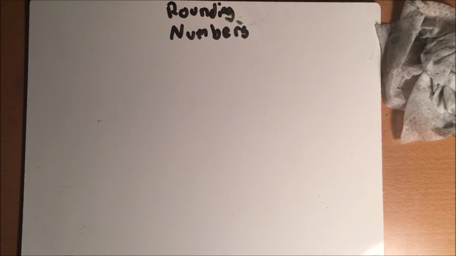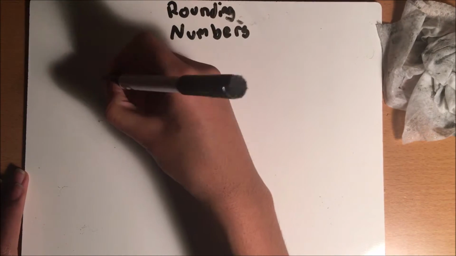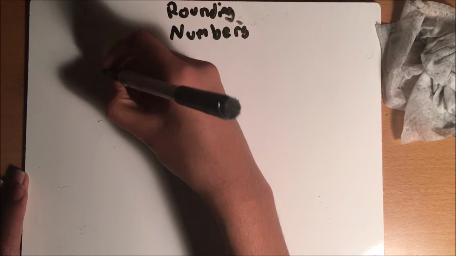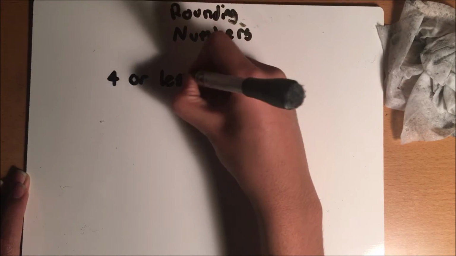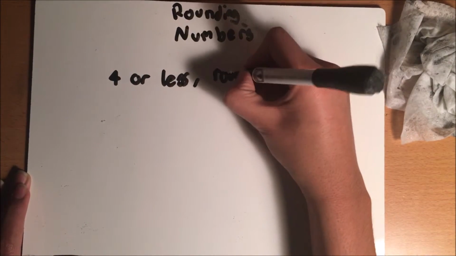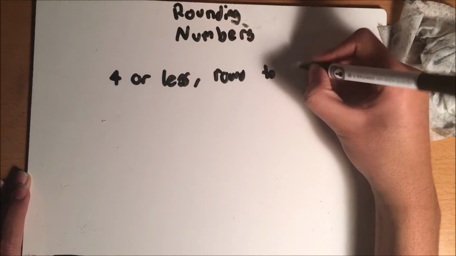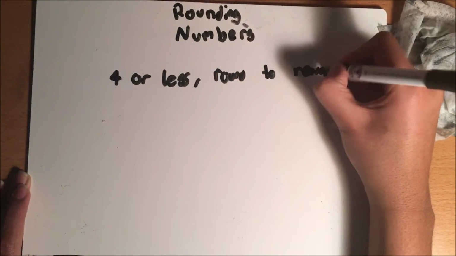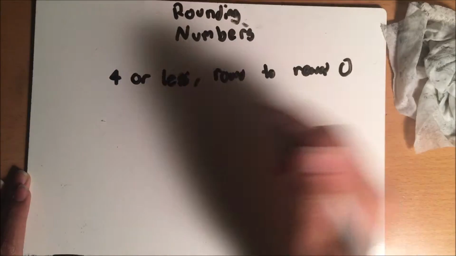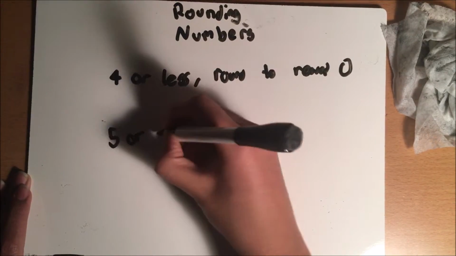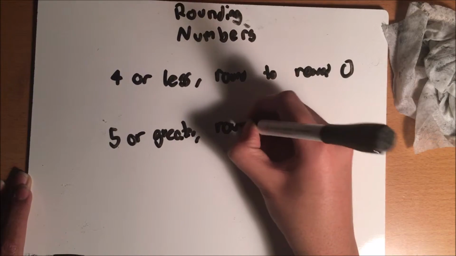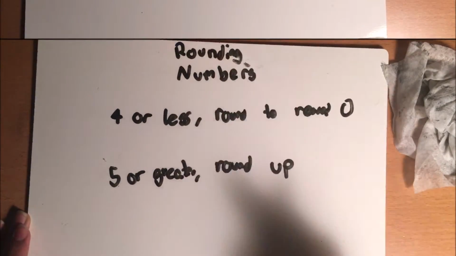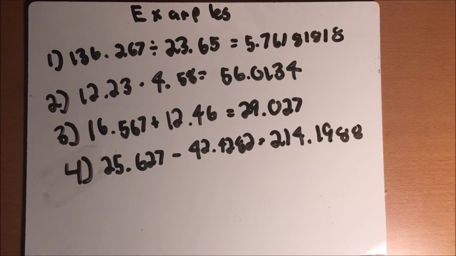In chemistry, rounding numbers is the same as if you round numbers in math. What that means is that if the number ends with 4 or less, round down to the nearest 0. And if it's 5 or greater, you just round up. Now it's time for some examples.